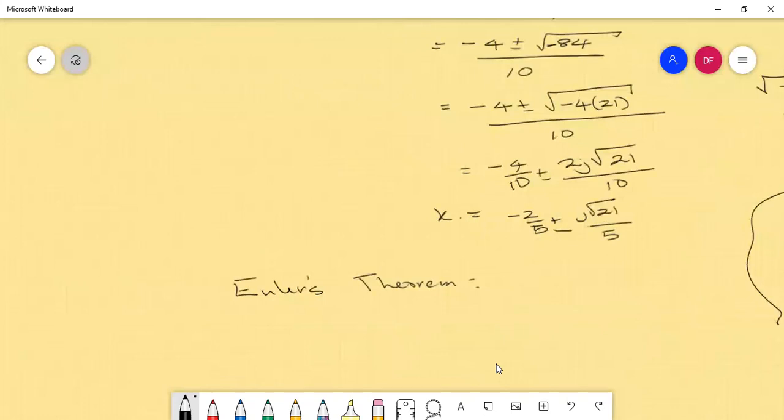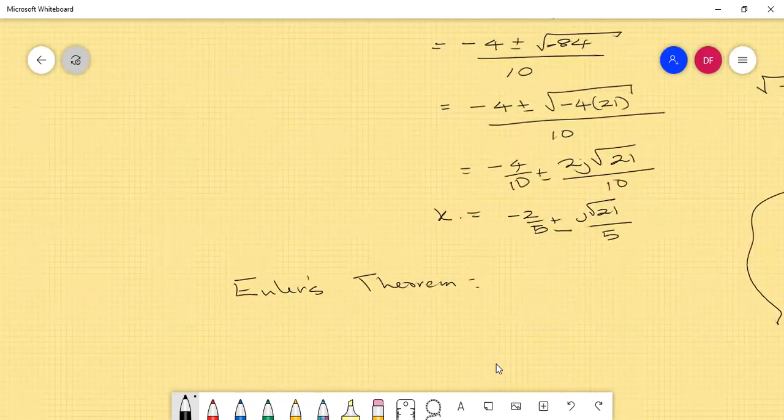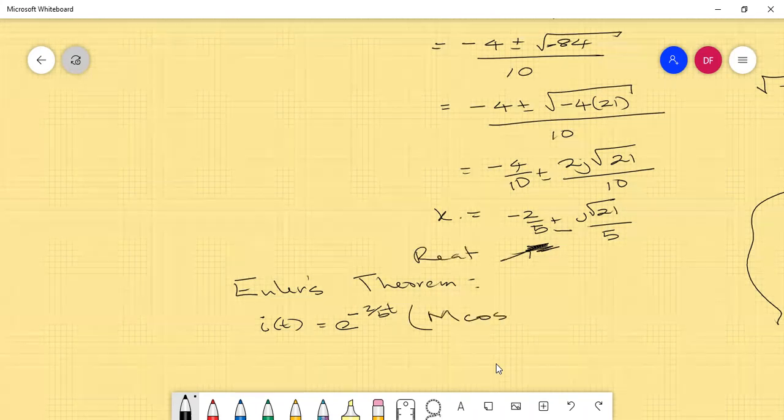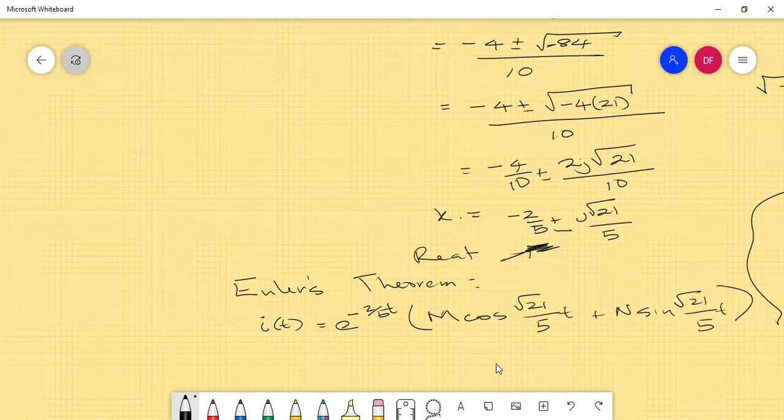When we get the solution to the auxiliary equation, we write the current as a function of time. It is equal to e to the minus 250 t, the real part, times the bracket m cos root 21 over 5 t plus n sin root 21 over 5 t, the imaginary part. So that is our solution.